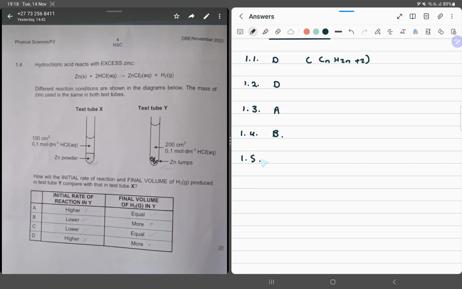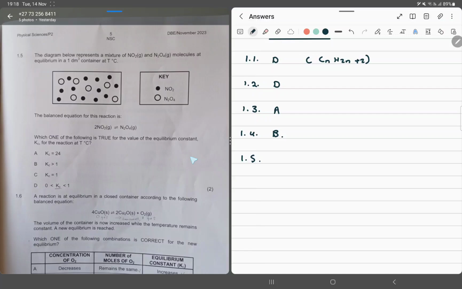Okay, 1.5. Okay, so for 1.5, we are given the diagram below represents a mixture of nitrogen dioxide gas and dinitrogen tetroxide gas molecules at equilibrium in a 1 decimeter cubed container at temperature T degrees Celsius.